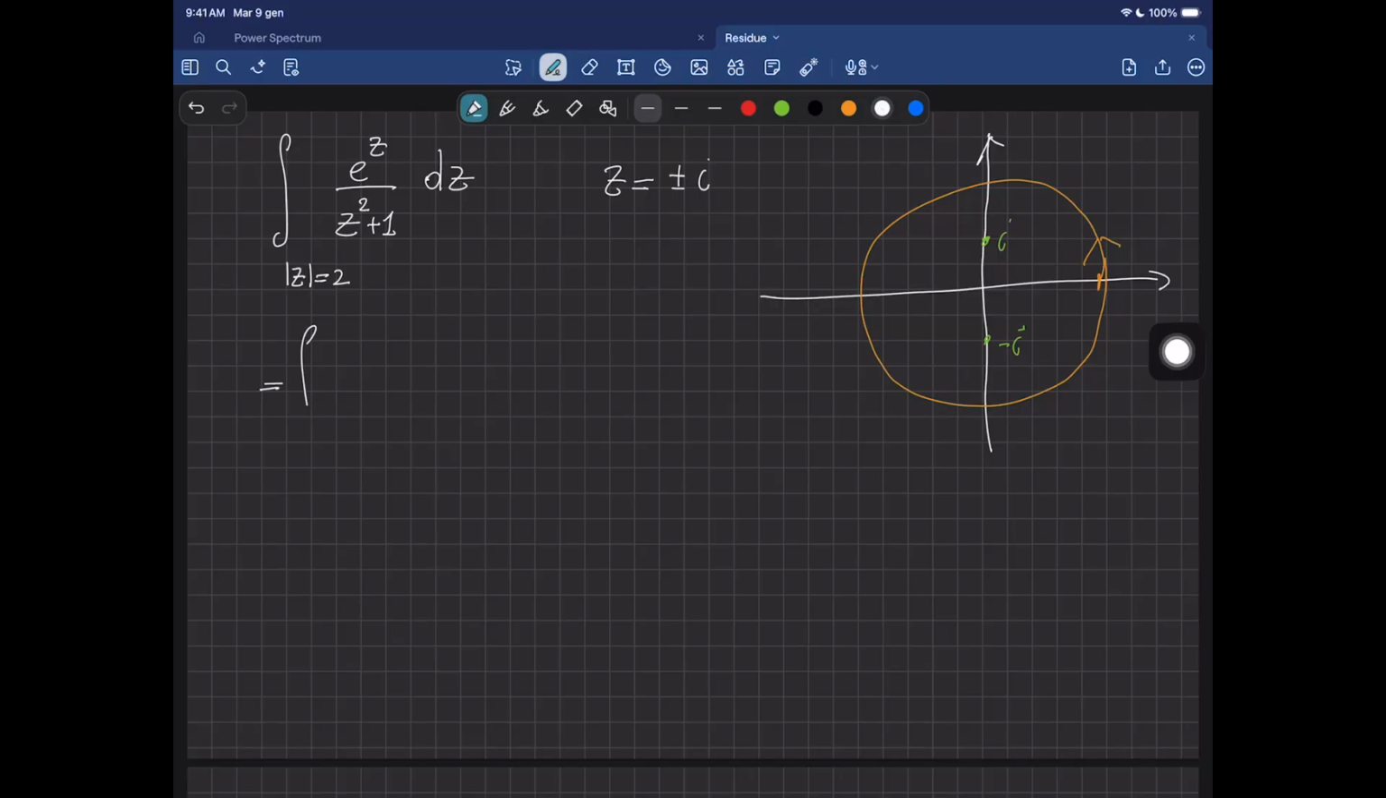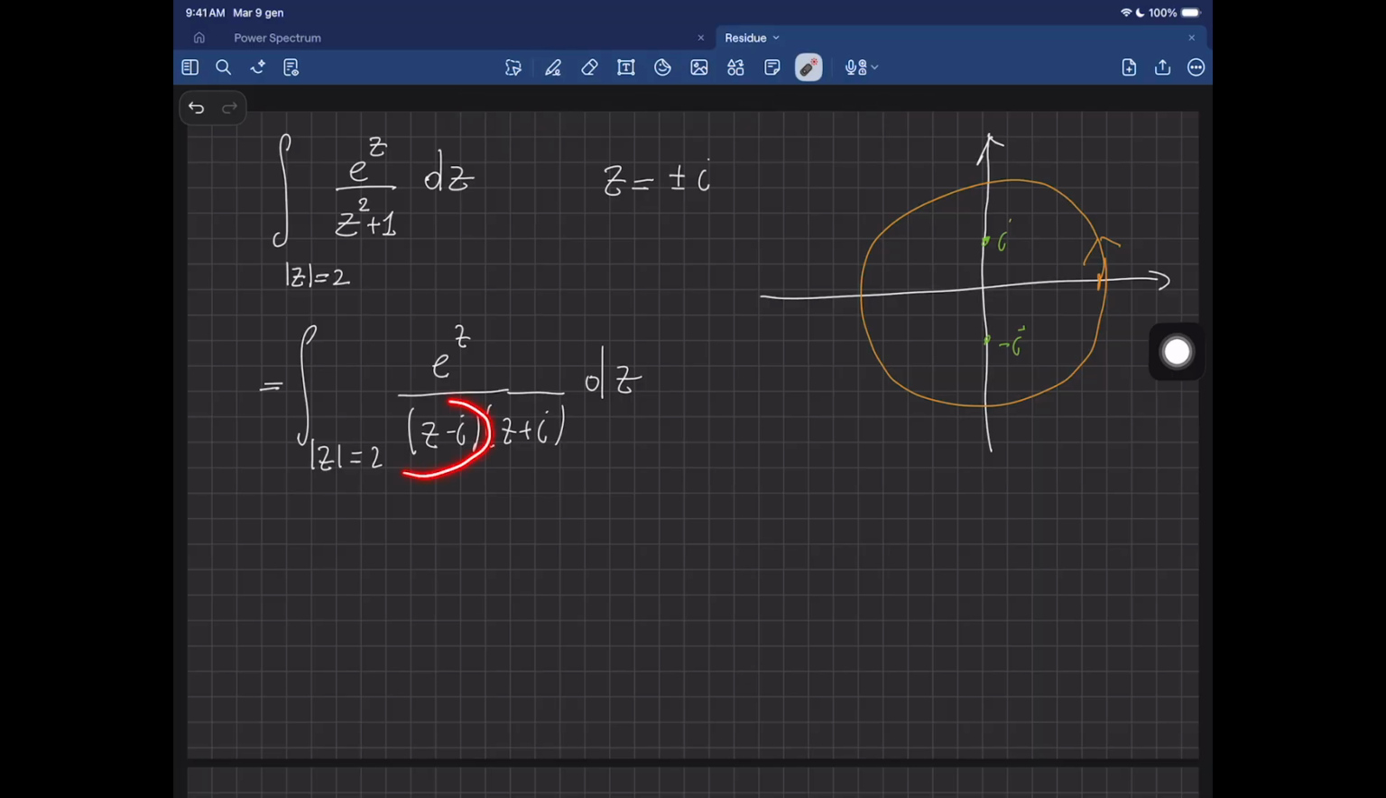So what we do here, we are integrating over |z| = 2 of e^z over, and now we use the rule of the difference of squares. In this case, we get (z − i)(z + i) dz. And this tells us that we have a pole of order 1 at i and a pole of order 1 at −i. So we can use the residue theorem to compute this integral.